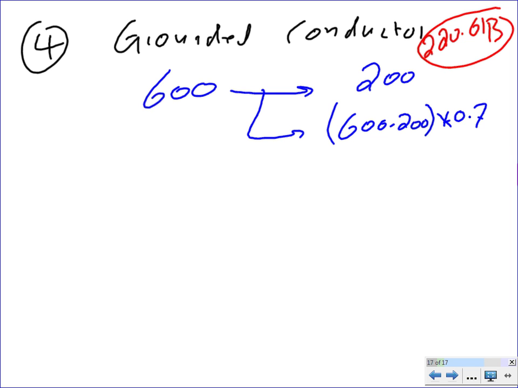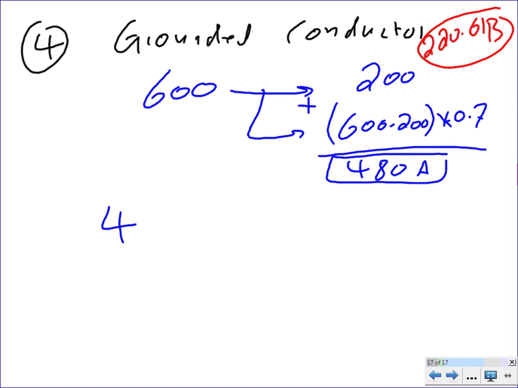280. Did you add the other 200? Yes. Plus 480. I have to parallel. How many runs? 2. Why 2? Because I parallel. We parallel the phases 2. We parallel the neutral 2. So it does make sense, but it makes sense to parallel 5 for some people.